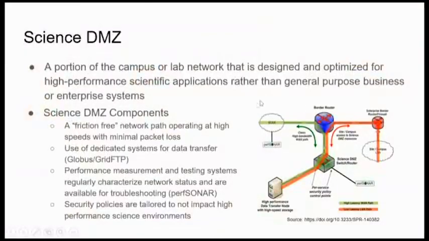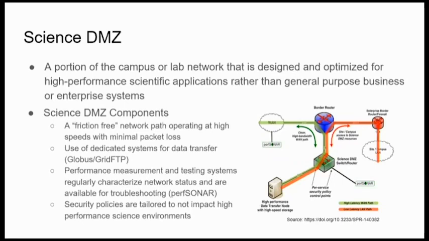So a science DMZ model is very unique because it provides certain characteristics to allow research to be performed at a very high speed. The science DMZ model, as you can see right here, is the green line. What the science DMZ model does is that it bypasses all of campus infrastructure, and this is done on a very low latency and very high throughput link. So this effectively provides a friction-free network for high speeds and minimal packet loss.